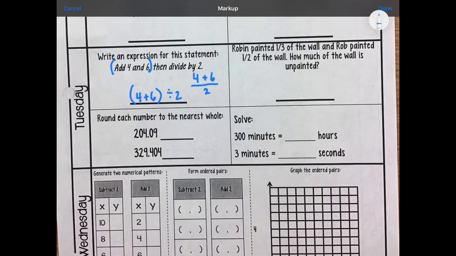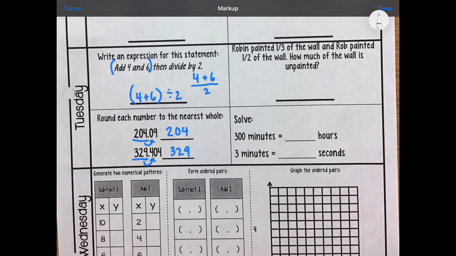All right, next we have round each number to the nearest whole. So a whole number could look like this, or you could just underline the 4. And so I'm going to look to the number to the right. Is it 5 or more so I can raise the score? No, it's not. So it's going to stay 204. So I'm going to underline my whole number of 9, or I could look at it as 329. Look to the number to the right. Is it 5 or more, raise a score? Nope. 329. So both of those stay the same.